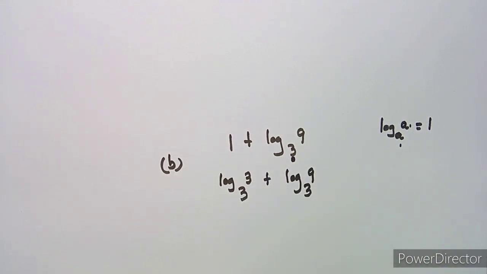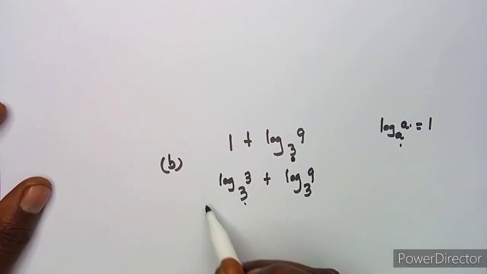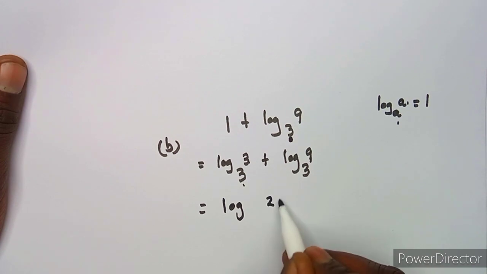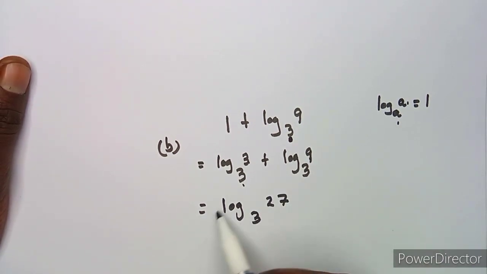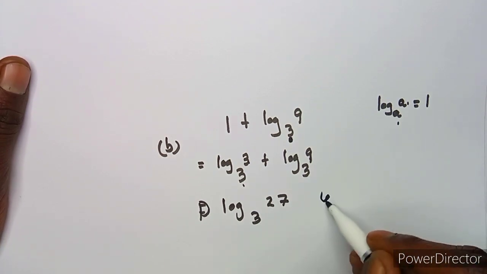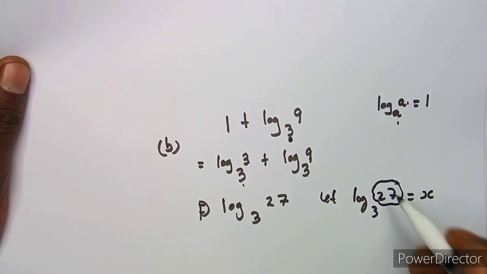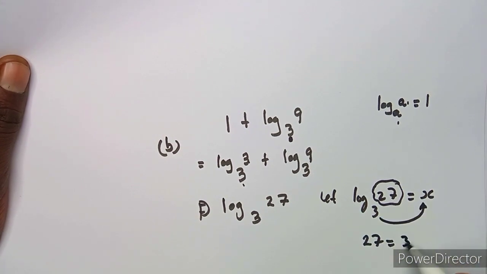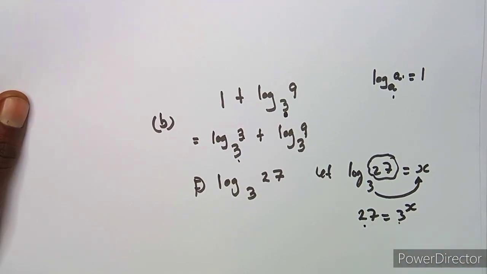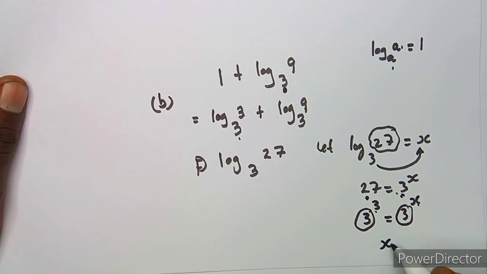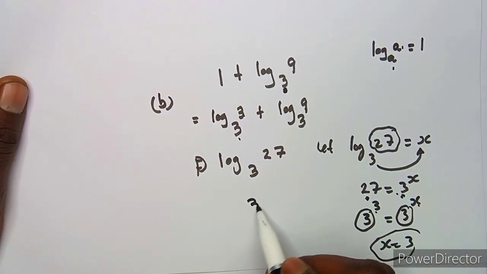So as you can see, we now have logarithms. When the bases are the same and you are adding, you multiply the numbers. So you multiply 3 times 9, which is 27, in base of 3. Now we can simplify the logarithm of 27 in base 3. Let log 27 in base 3 be equal to x. So 27 is equal to 3 to the exponent of x. Once the bases are the same, we can equate the exponents. 27 is 3 to the exponent of 3, so the bases are now the same. So x is equal to 3, which means this whole part is going to give us 3.